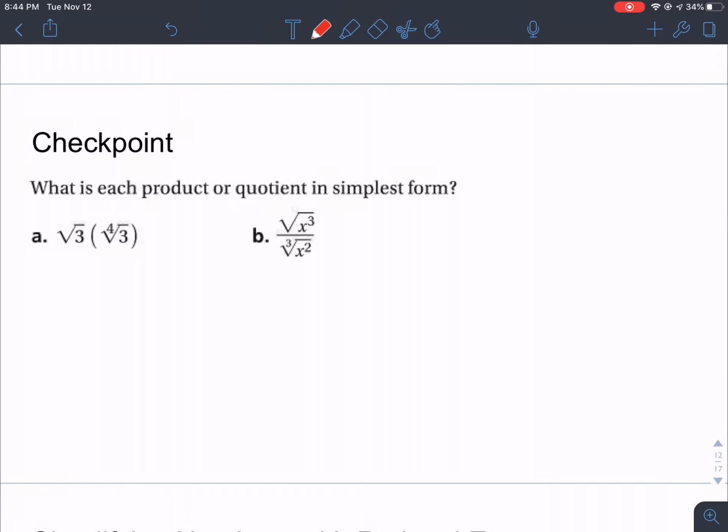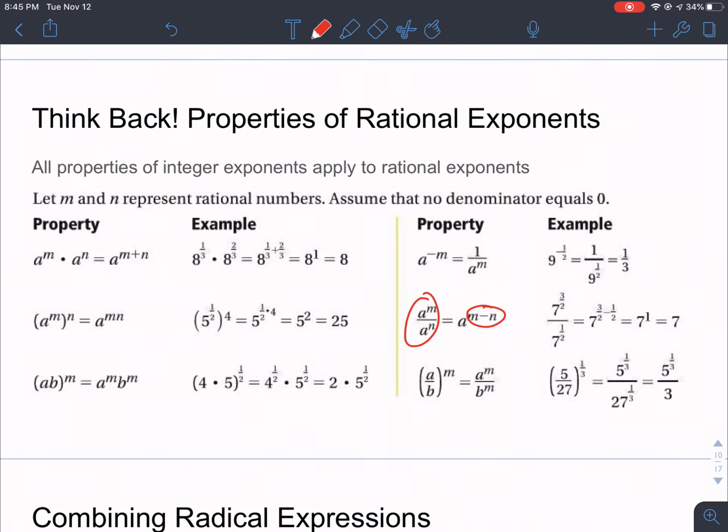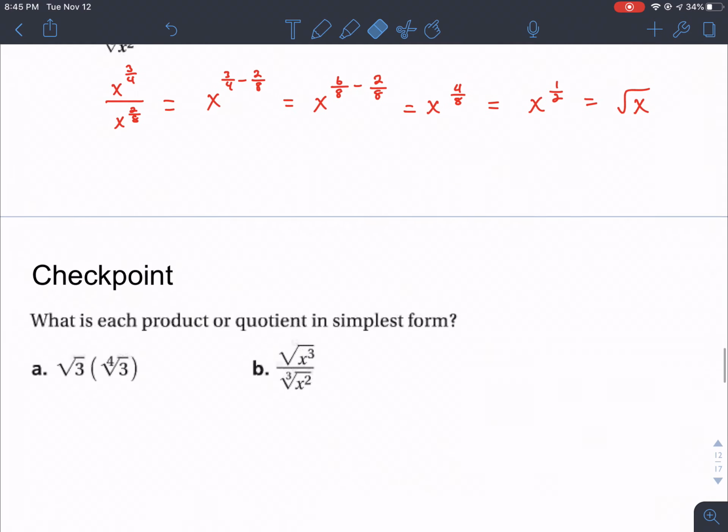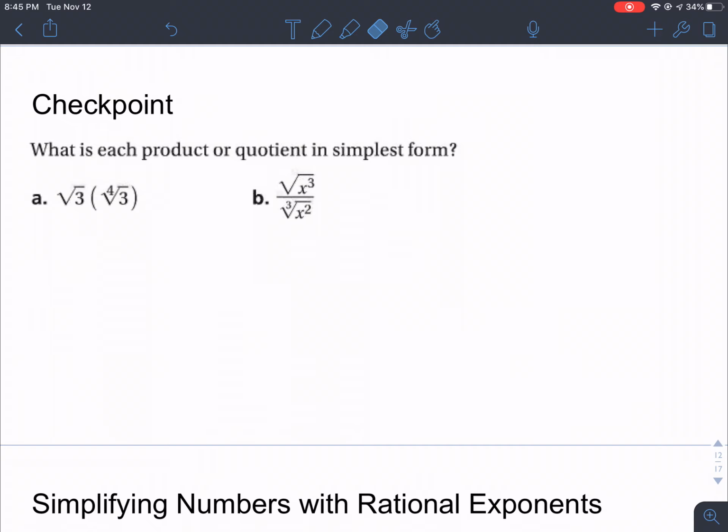Checkpoint, your turn. Use these properties of rational exponents to simplify these expressions down into their simplest form. What is each product or quotient in simplest form? The first one is the 4th root of 27. And the second one is the 6th root of x to the 5th.